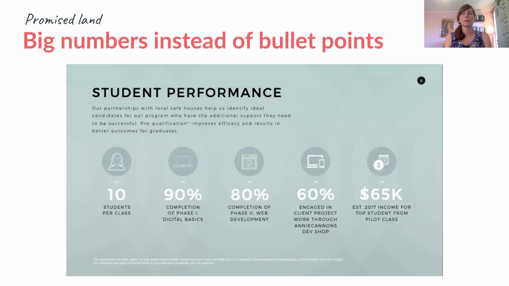That's exactly what you're seeing here. You could easily see this slide done as 5 bullet points, but doing this layout where you have your big numbers, your big takeaways, and the supporting text below it, right? 10 students per class, 90% completion of phase 1, 80% completion of phase 2. Over half are engaged in client work, and 65K is the income for the top student in the pilot class. So really speaks to the benefits, speaks to the performance.